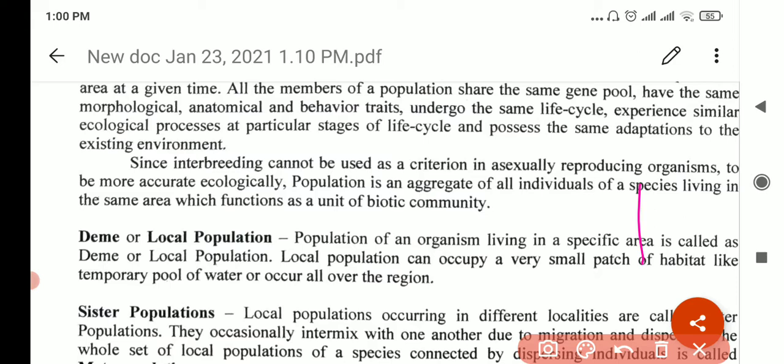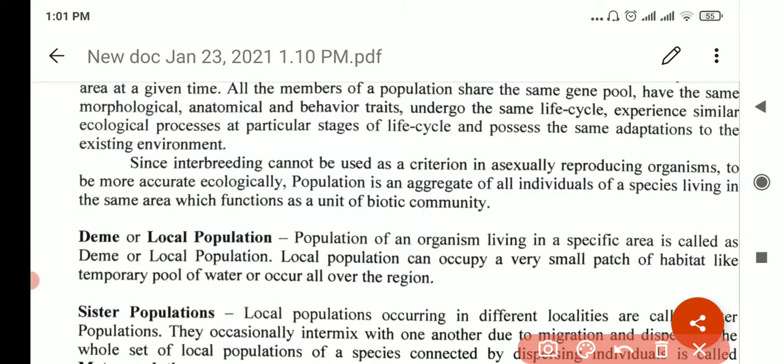So we say, very crudely, that they should be members of the same species, they should be able to interbreed, etc. But what about those who cannot reproduce sexually? They are only asexual reproducers. So we have to define them in another way, where we say that they should live in the same area and function as one unit in the community.